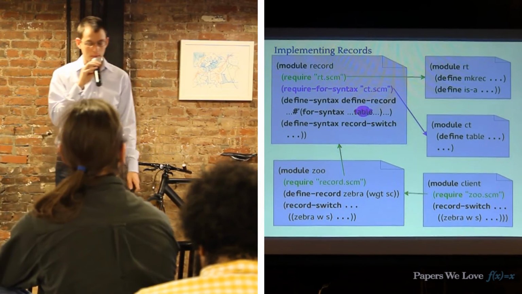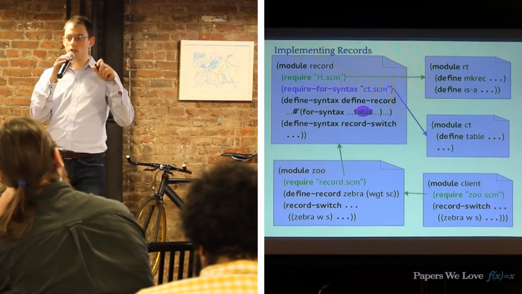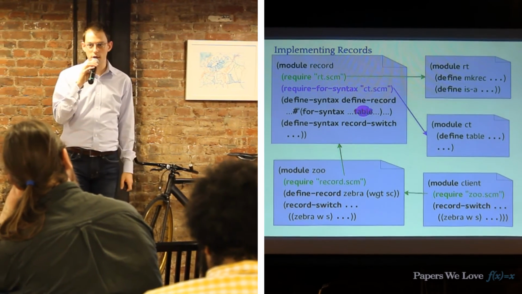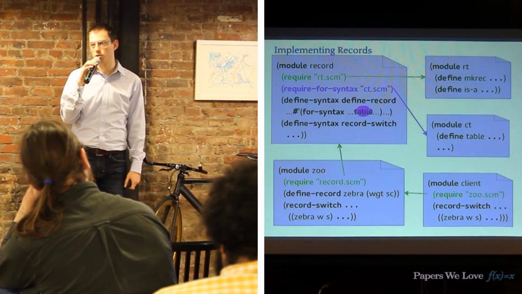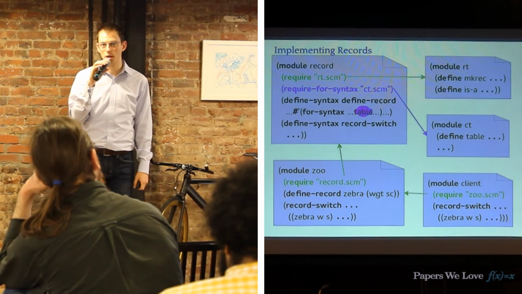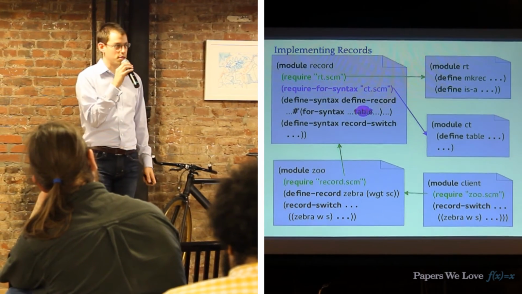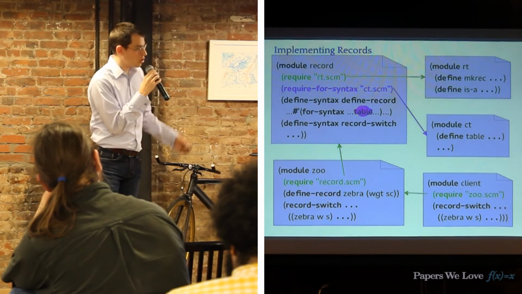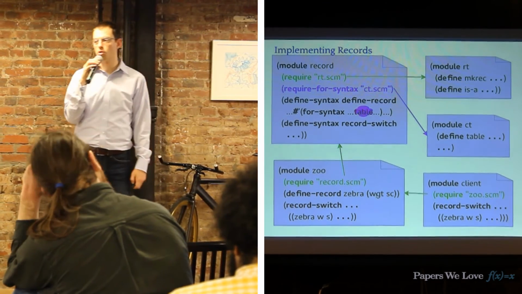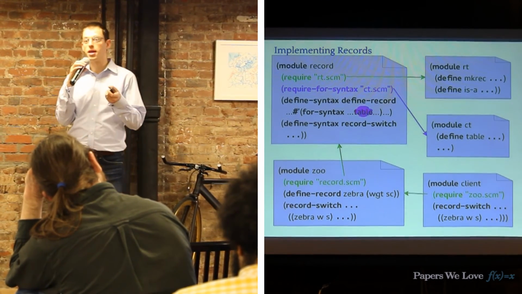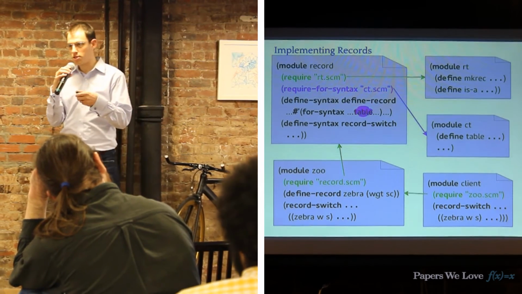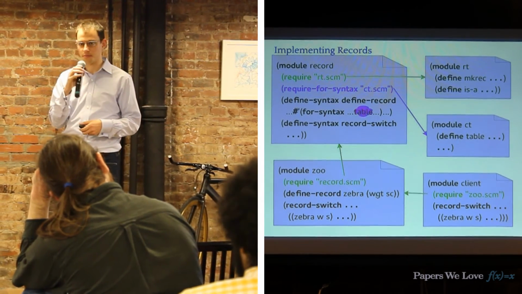Yeah, exactly. So we're going to expand define record, and it's not just going to expand into the usual function definitions, but also into this little bit of extra code that, anytime we load this module, is going to update the table and say, hey, remember about zebras? They've got 2 fields.